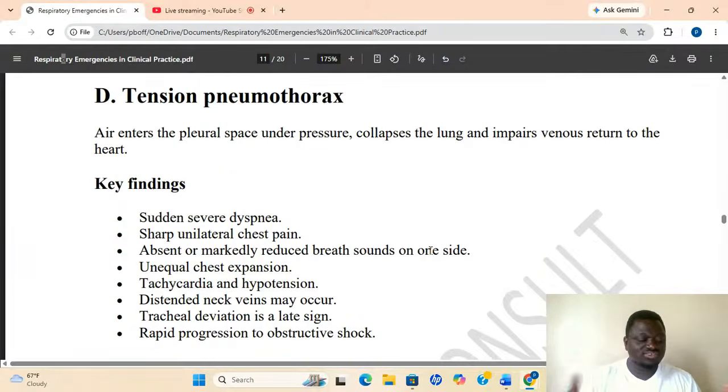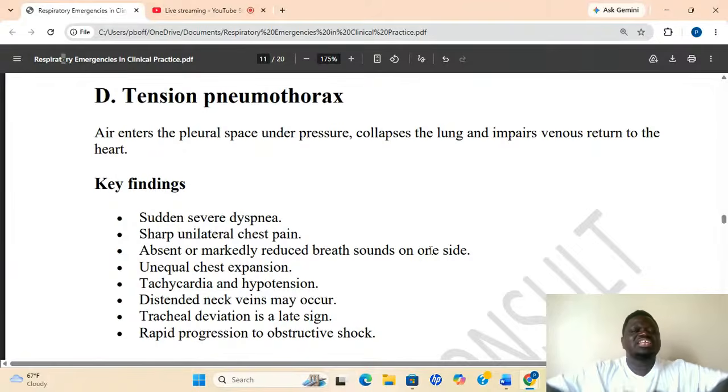We have 1 hour to leave. Another respiratory emergency we see is what? Tension pneumothorax. You see, I'm not talking about pneumothorax. I'm talking about tension. Okay, we are doing emergencies.